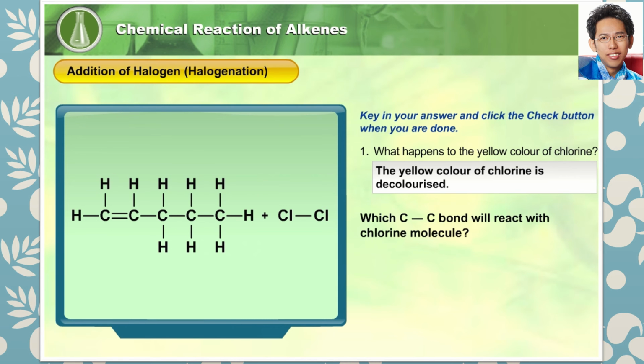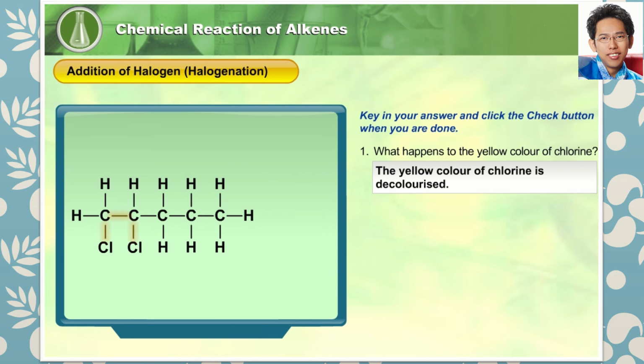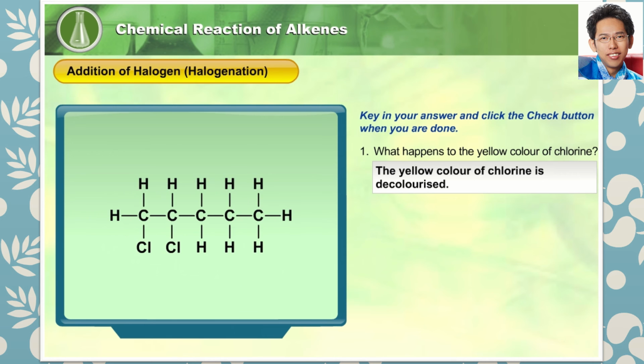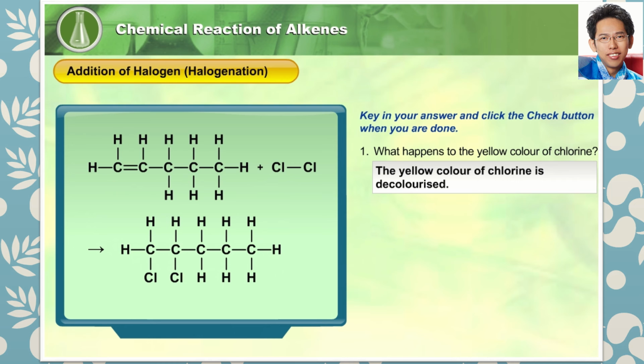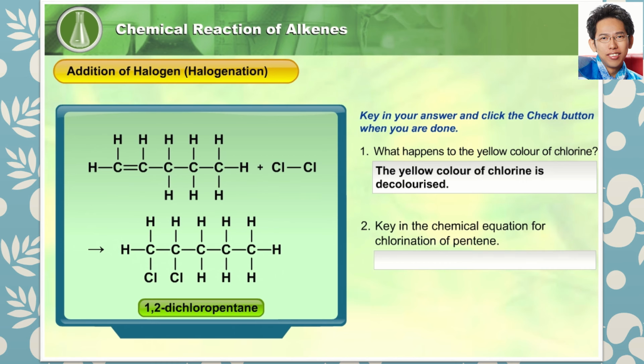Which carbon-carbon bond will react with chlorine molecule? Well done! This reaction is called chlorination. Pentene reacts with chlorine to produce 1,2-dichloropentane. Now, key in the chemical equation for chlorination of pentene.